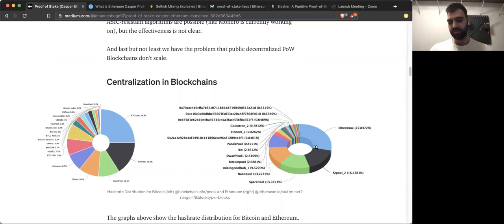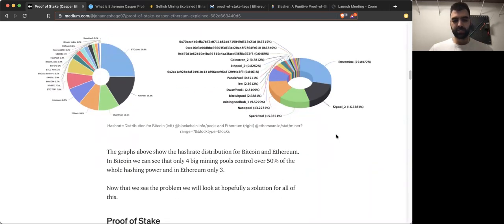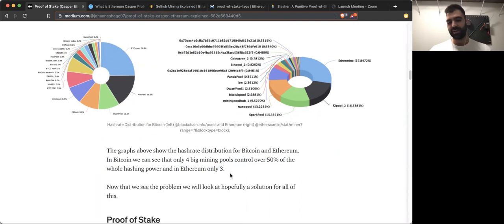And that's similar for Ethereum, right? You have this pool over here that controls 27 or 28% almost of the mining power. So in the numbers, in Bitcoin, only 4 big mining pools control over 50% of the whole hashing power, and for Ethereum, that's controlled by only 3. So in the context of a 51% attack, if just 4 entities got together for Bitcoin, they could 51% attack the system, and for Ethereum, that's only 3. So it's a bit scary.